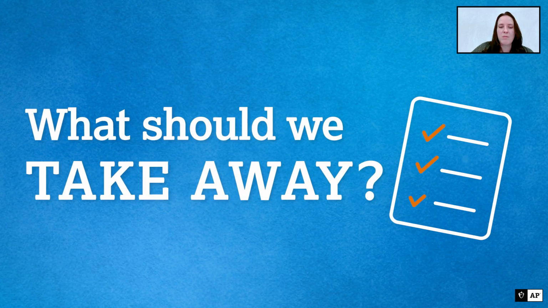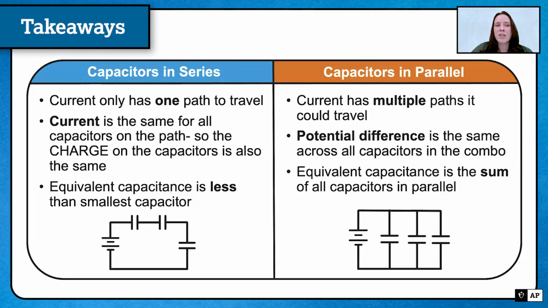So what should we take away from this? With capacitors in series, your current has one path to travel. And since current is the same for all things on a path, that means the charge is the same for all things on that path. And the equivalent capacitance is less than the smallest capacitor. With capacitors in parallel, we have multiple paths we could travel, which means we have multiple places we can deposit the charge that our capacitors are storing. The potential difference across capacitors in parallel is the same, and our equivalent capacitance is the sum of all those capacitors in parallel.